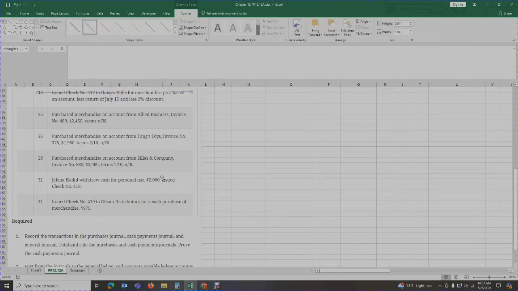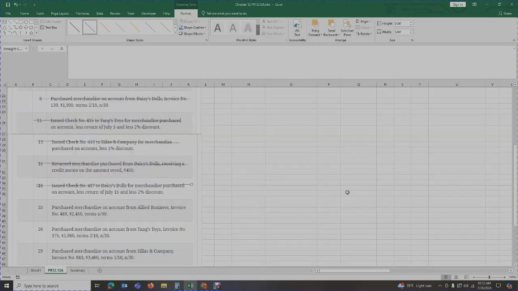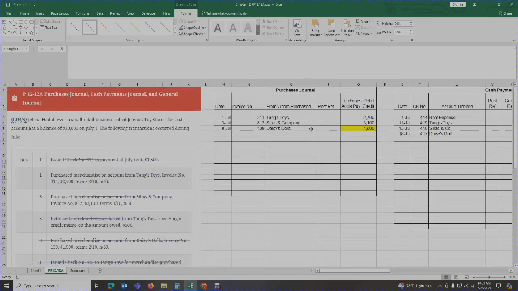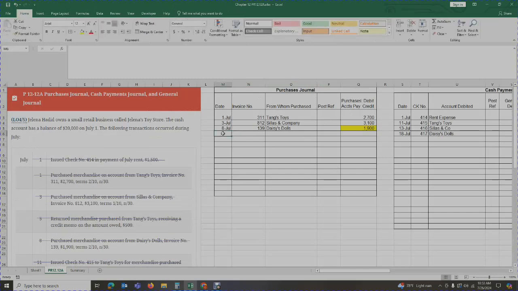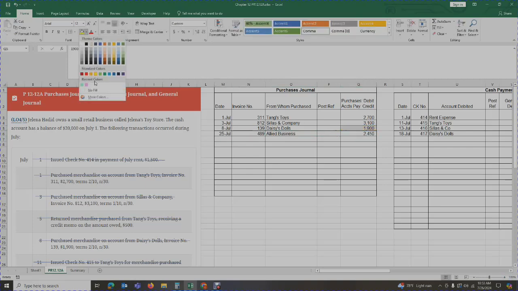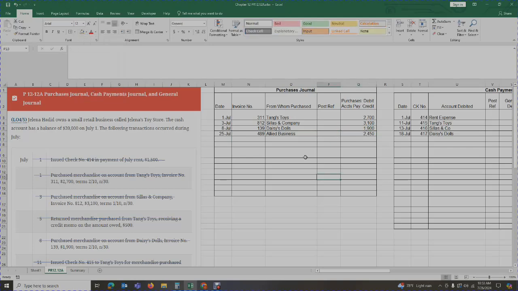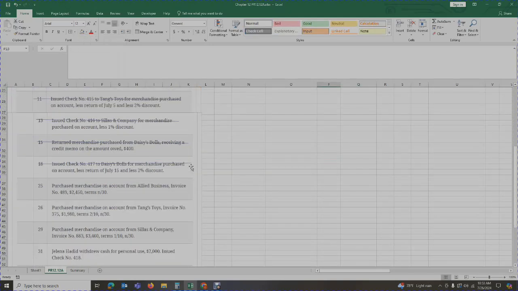On the 25th, you purchase more merchandise on account from Allied Business, invoice number 489. So we are buying more merchandise on account. If we are buying merchandise on account, we use the purchases journal. This is happening on July the 25th. This is invoice number 489. The name of the company is Allied Business and the amount of the purchase is $24.50. So we've recorded the transaction for the 25th.